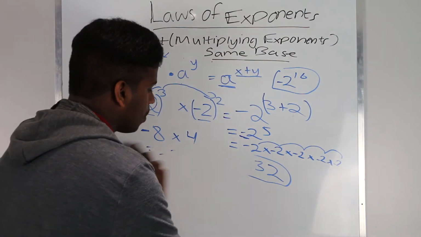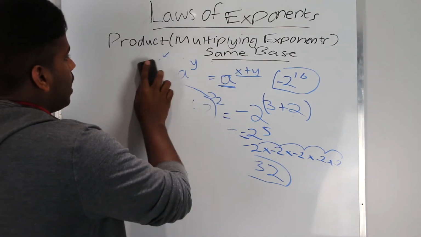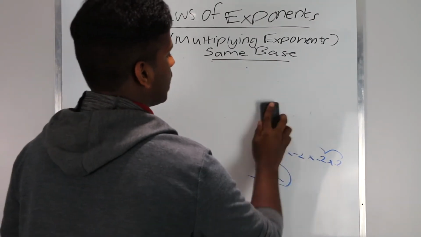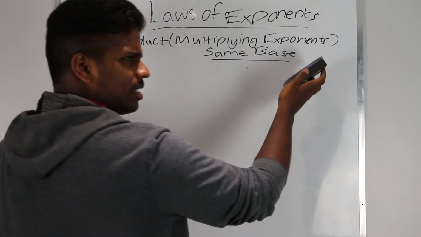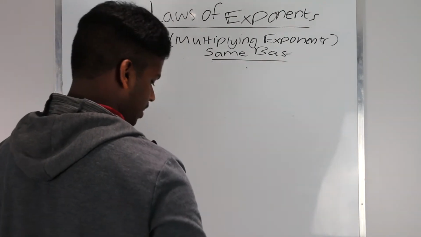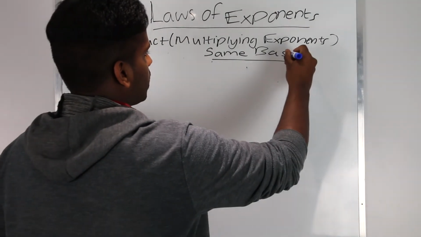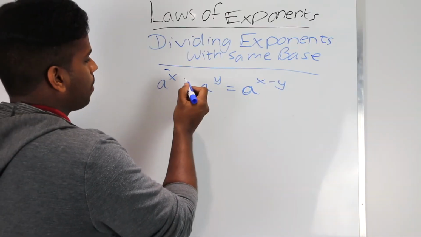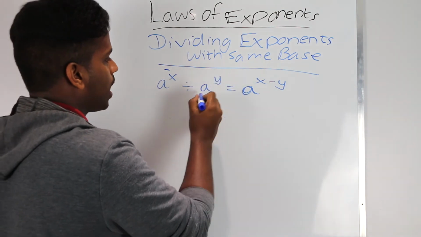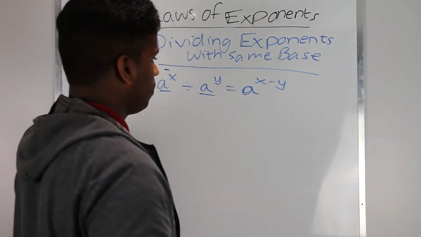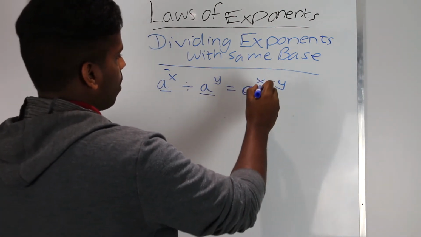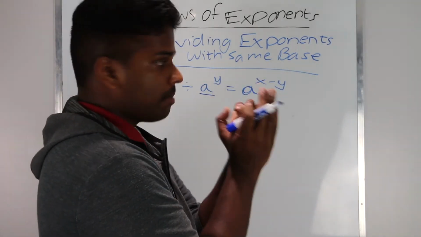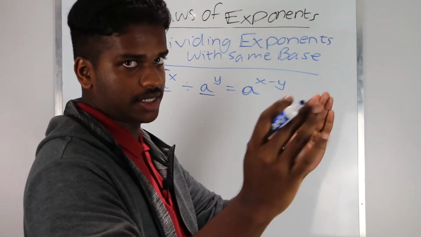So now we will go to dividing exponents with the same base, which is somewhat similar. You would notice that it's basically just the opposite of what we looked at here. So let me just erase this for you guys. A to the power of x divided by a to the power of y, where a represents the same value, equals a to the power of x minus y. So now we keep the base the same, but we're subtracting the exponents in this situation.